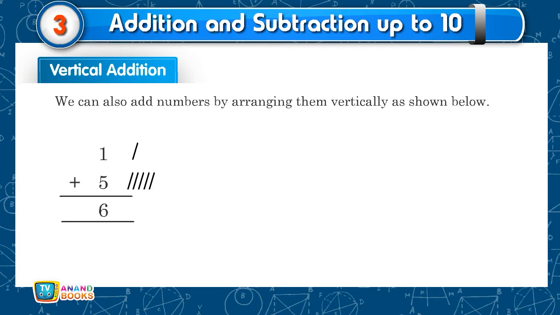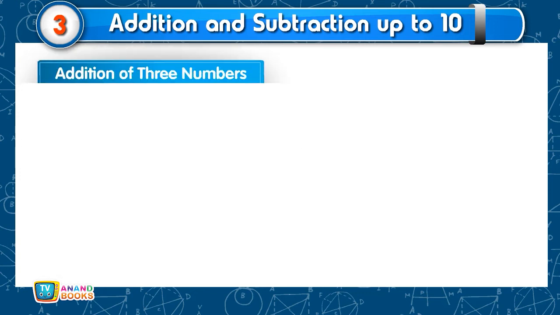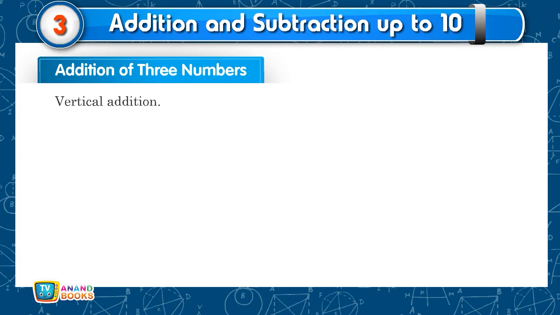That is 6. 2 plus 3 is 2 sticks plus 3 sticks is equal to 5. 4 plus 3 is 4 sticks plus 3 sticks are in total 7 sticks. Addition of 3 numbers. Vertical addition.